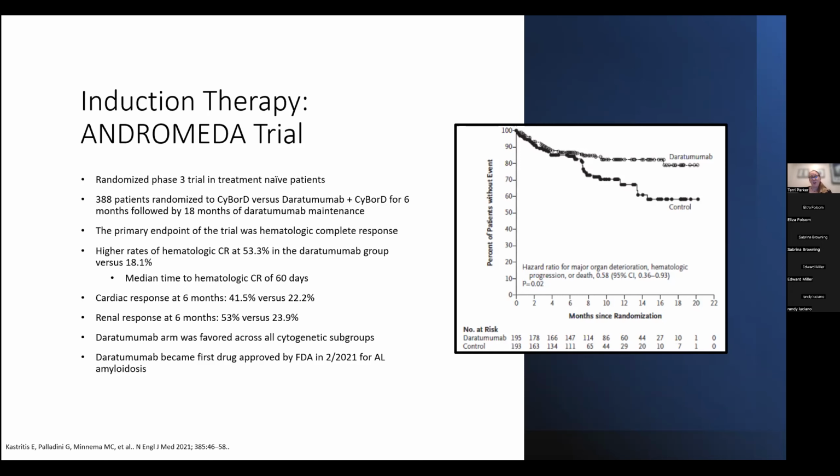They also showed cardiac and renal responses were improved in the individuals who received daratumumab at the 6-month mark, 41.5 versus 22.2%, and 53% versus 23.9%. The daratumumab group was favored across all cytogenetic subgroups, and this trial led to daratumumab in combination with Cyber-D becoming the first drug approved by the FDA in February of 2021 for AL amyloidosis.